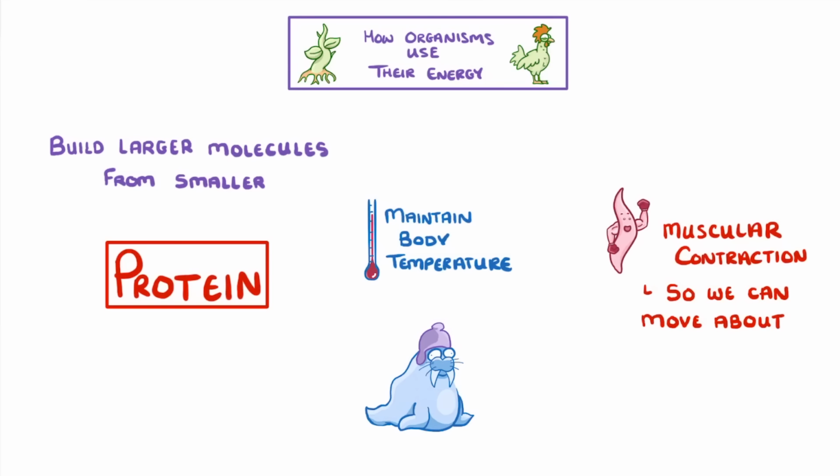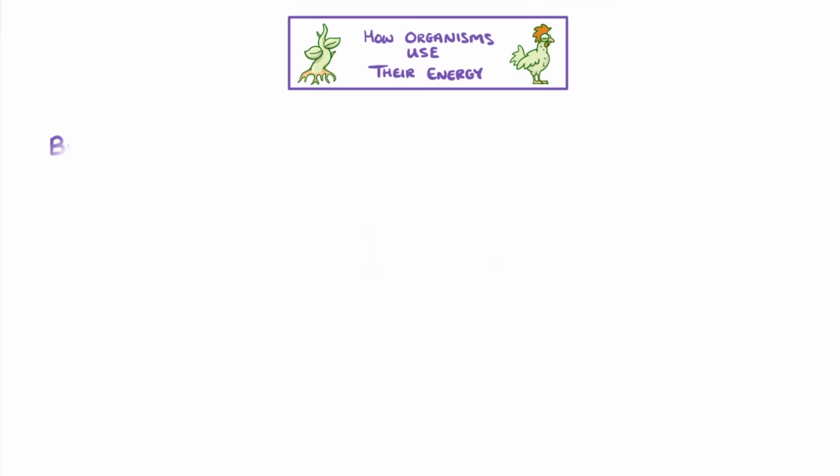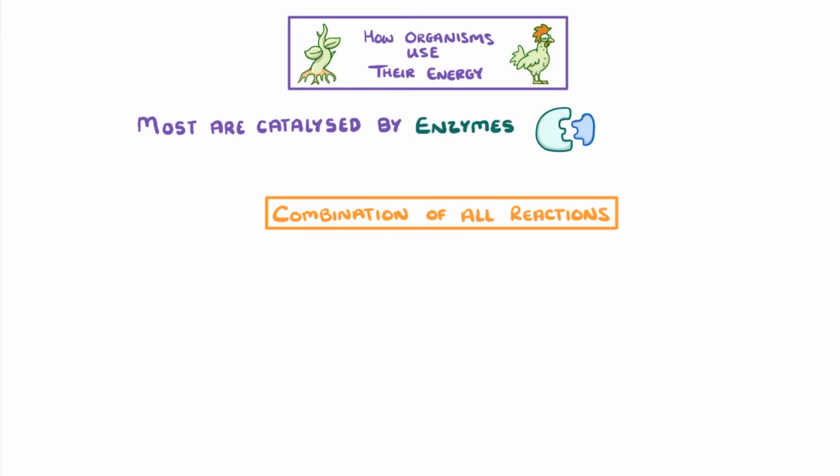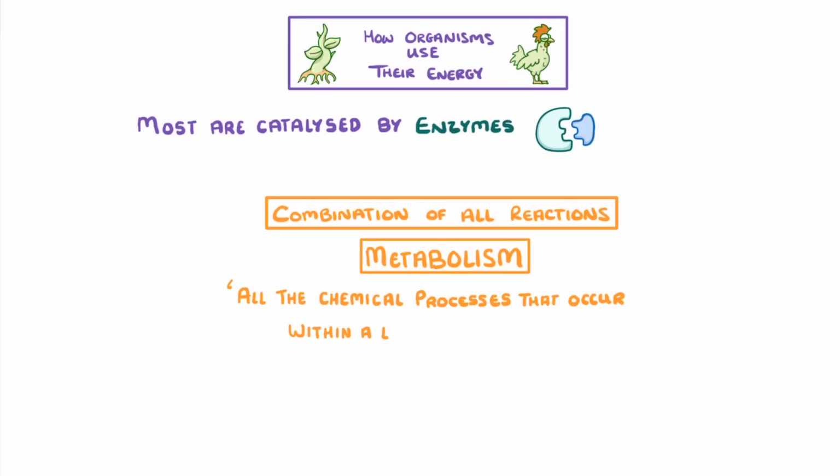As we said a minute ago, these are only a few examples. Energy is actually needed for loads of reactions in our cells all the time, most of which are catalyzed by enzymes. As an aside, we call the combination of all of these reactions, and also lots that don't require any energy, metabolism, which we can define as all the chemical processes that occur within a living organism in order to maintain life.